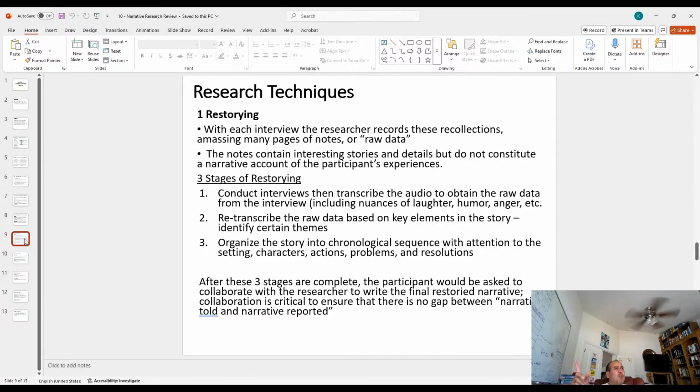So the 3 stages of restoring are: conducting interviews, transcribing the data, and obtaining raw data; retranscribing it again for key elements of the story, identifying themes; and organizing the story in a chronological sequence with attention to setting, character, actions, problems, and resolutions. After these 3 stages are complete, the participants are able to collaborate with the researcher to write the final story narrative. Don't be afraid to use your participants to check your story as you're writing it for reliability, confirmability, and correctness.